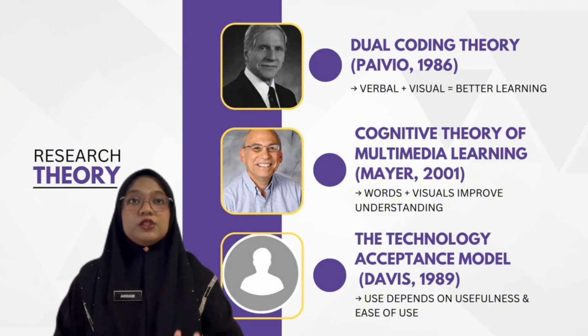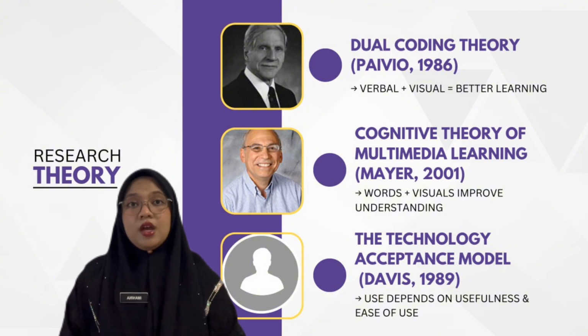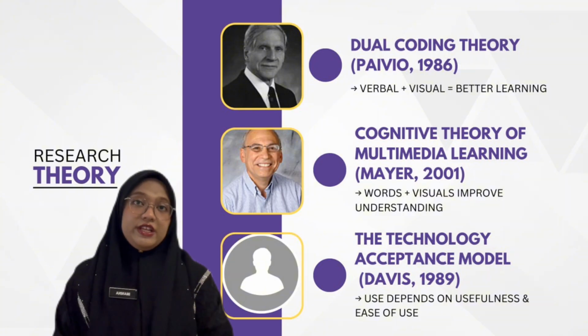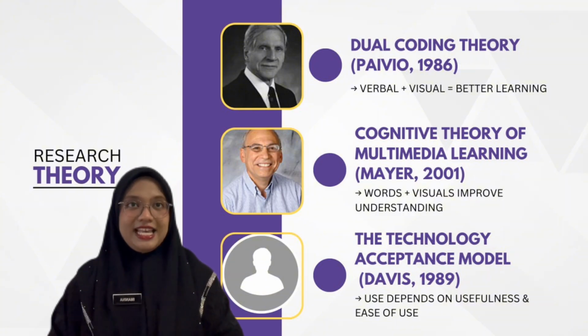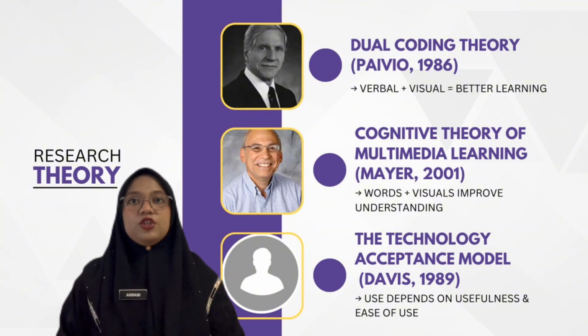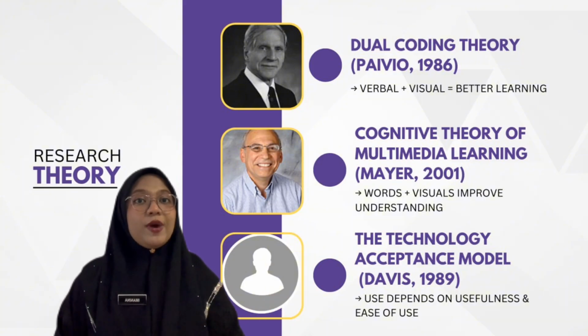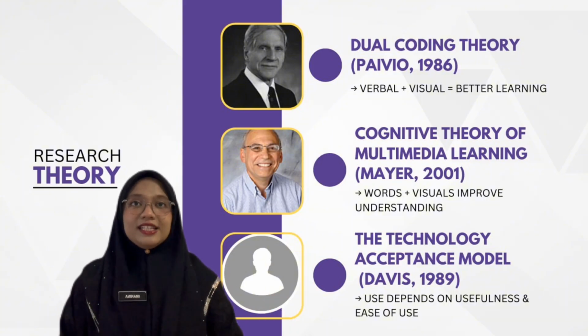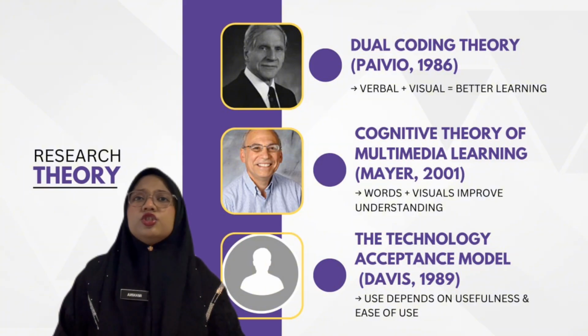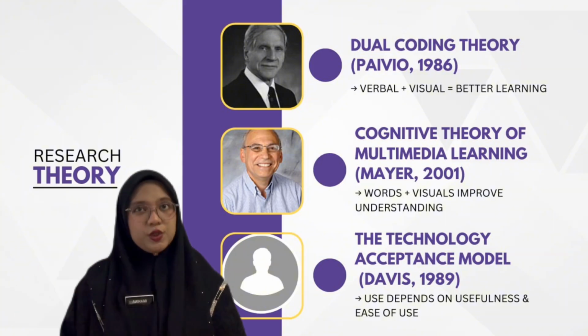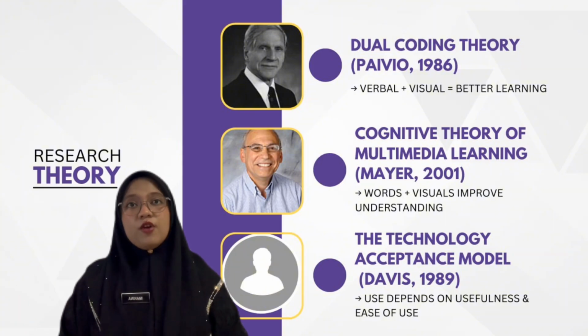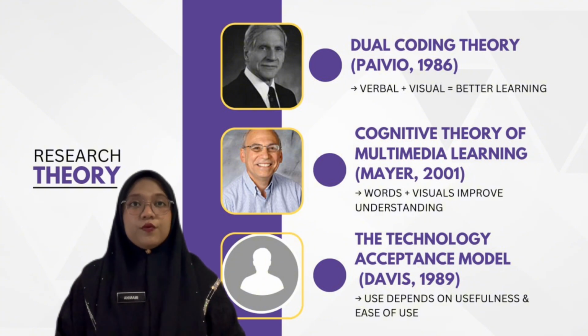Overall, these 3 theories work together to support the study. How come? Dual coding theory explains how learners learn the lesson. Multimedia learning theory explains how information in the lesson should be presented by the teachers. And the last one, the technology acceptance model, explains why teachers choose to use or not use visual tools in their teaching. These theories provide a strong foundation for understanding both the teaching process and teacher behavior in this study.